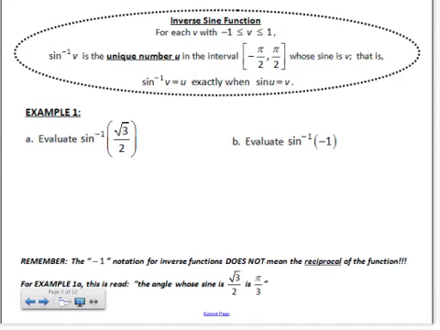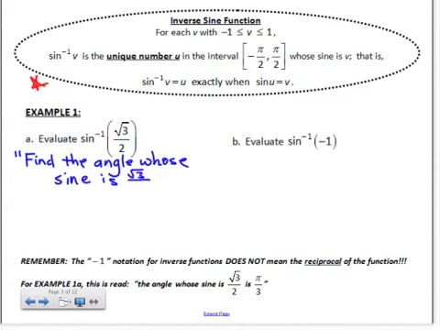All right, so let's forget about what's up here for a moment. We'll come back to that. We are going to now answer the question, where do we have a value for sine that is square root of 3 over 2? The first thing we want to know is how do we read this question? We read this question as: find the angle whose sine is square root of 3 over 2. Notice that because of this right here, that means we are looking for an angle.